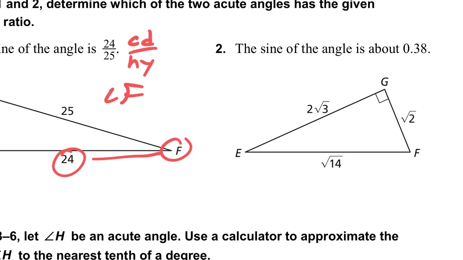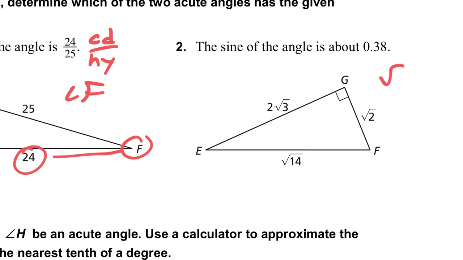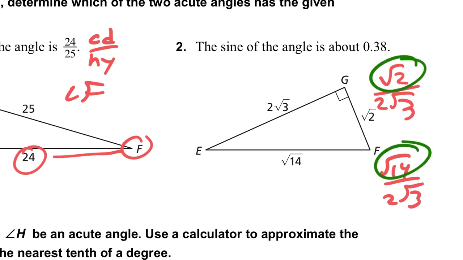And number two, sine is about 0.38. What you would do here is you would actually take these decimal versions of these radicals, and you need to figure out which one. Is it the square root of 2 divided by 2 square roots of 3, or is it the square root of 14 divided by 2 square roots of 3, because that would be the ones dividing by the hypotenuse. Whichever one that is, you're going to look at which one shows the opposite would be the correct one.